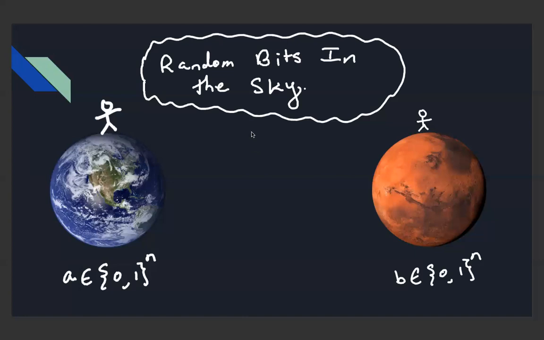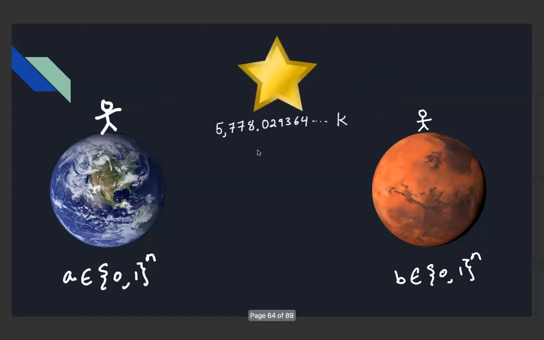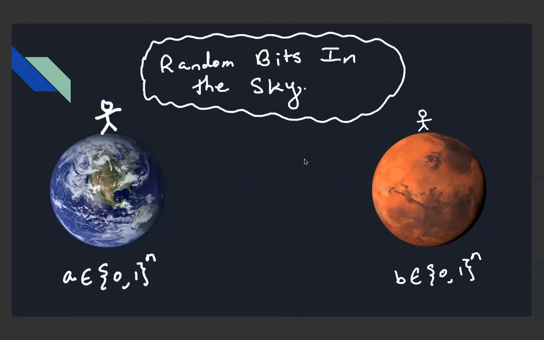Cool. So just saying random bits in the sky is a little bit unphysical. So you can instead imagine there's some star, right? And Alice and Bob both agree to look at the temperature of this star that they measure really precisely. And the decimals of the temperature of this star probably form a pretty good pseudo-random sequence of numbers for them to use. But for us, we're not going to worry about stars and things. We're just going to talk about random bits written in the sky.